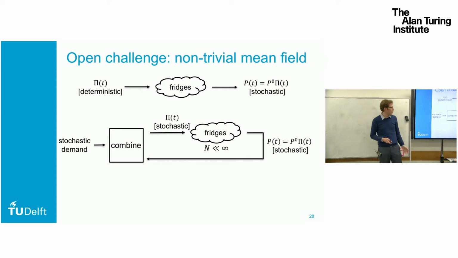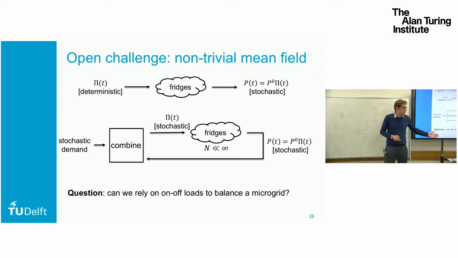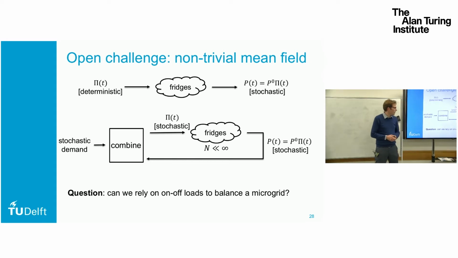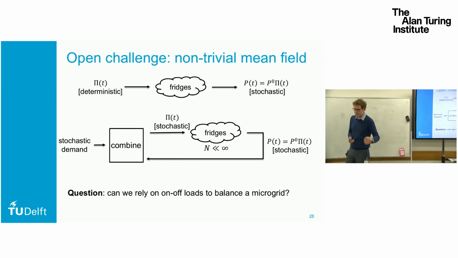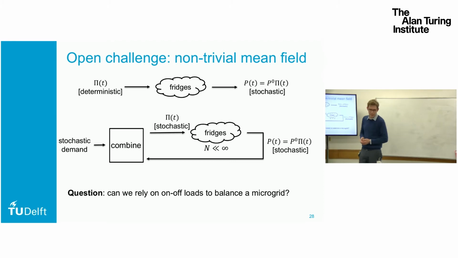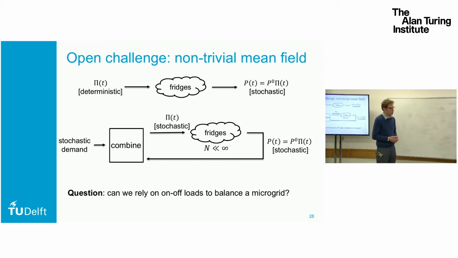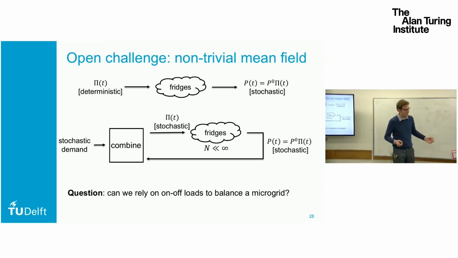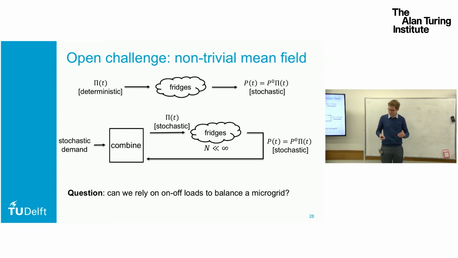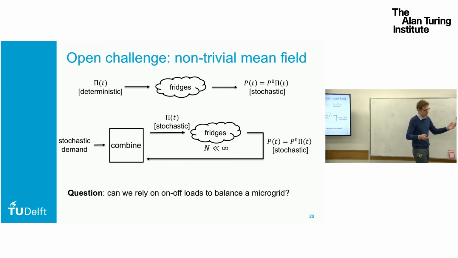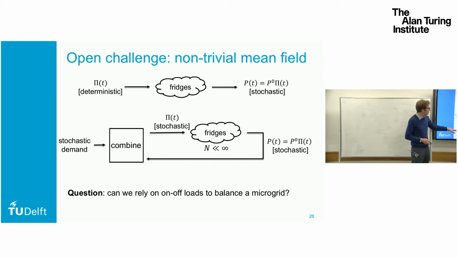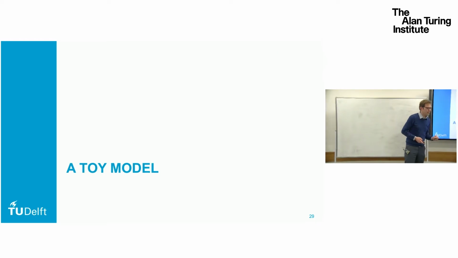So what does that do? And especially, this is just a question I'd like to pose. Can we rely on on-off loads like this to balance a microgrid, right? So when we're talking not millions, but we're talking maybe thousands, does this work? I'm not sure. It's an interesting mathematical problem, but to get mathematicians interested, I made this toy model.